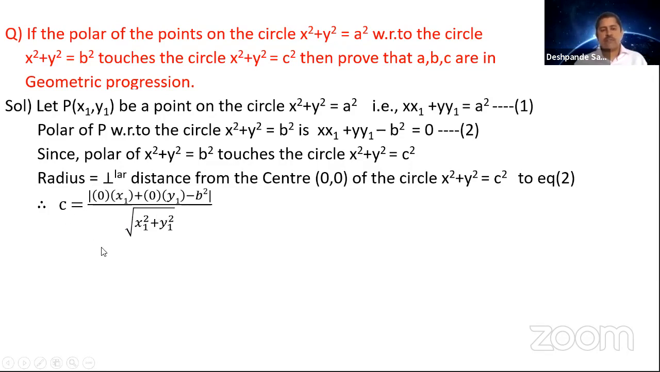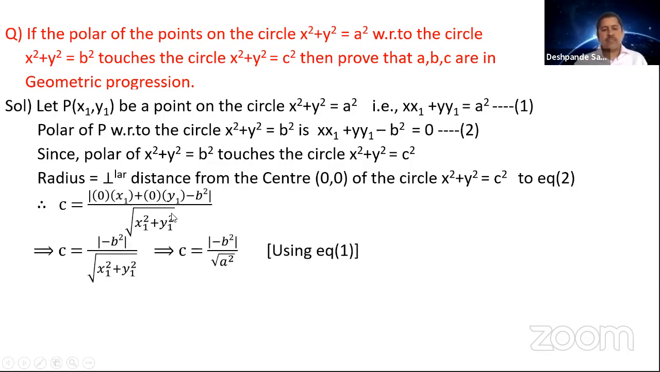So you got the value of c as minus b square divided by root over x1 square plus y1 square. But we have been given that x1 square plus y1 square is equal to a square, is it not so? So when you say x square plus y square is equal to a square, you can put the value of x1 square plus y1 square as a square. So c is equal to minus b square by root over a square.